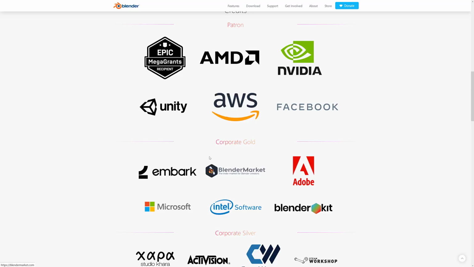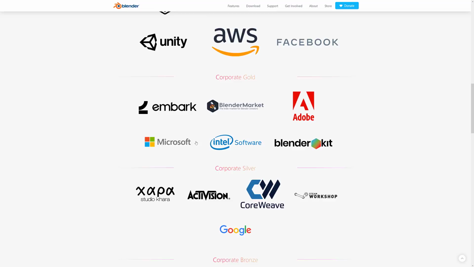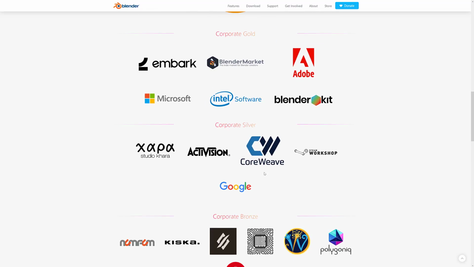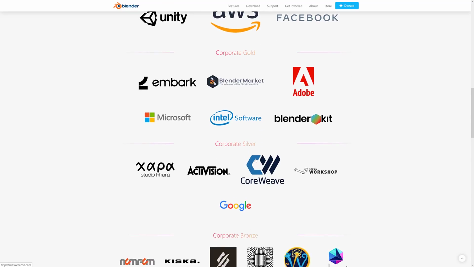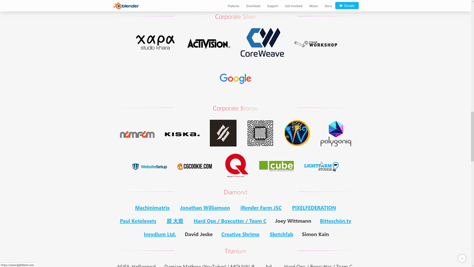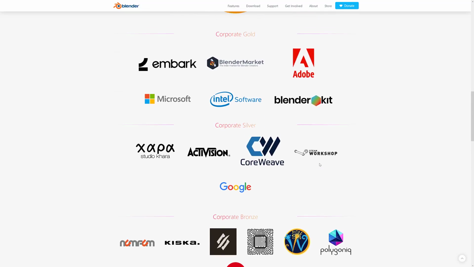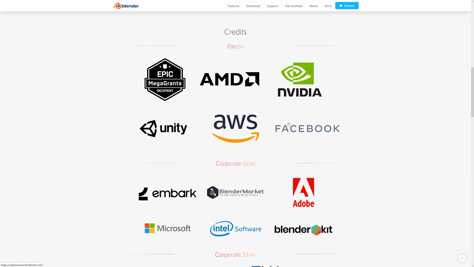And then on top of that, we've got gold members in here, such as the weirdest one as of recent was Adobe. Microsoft is in there. Intel is in there. Blender Kit, Blender Market, Embark. And then we've got Activision down there as well. Weird. Where's Ubisoft? Huh. Hey, what happened to Ubisoft? Am I blind? Am I absolutely blind? Because Ubisoft Animation actually joined up, and they're missing now. I wonder if something happened there. I wonder if there's another story going on.